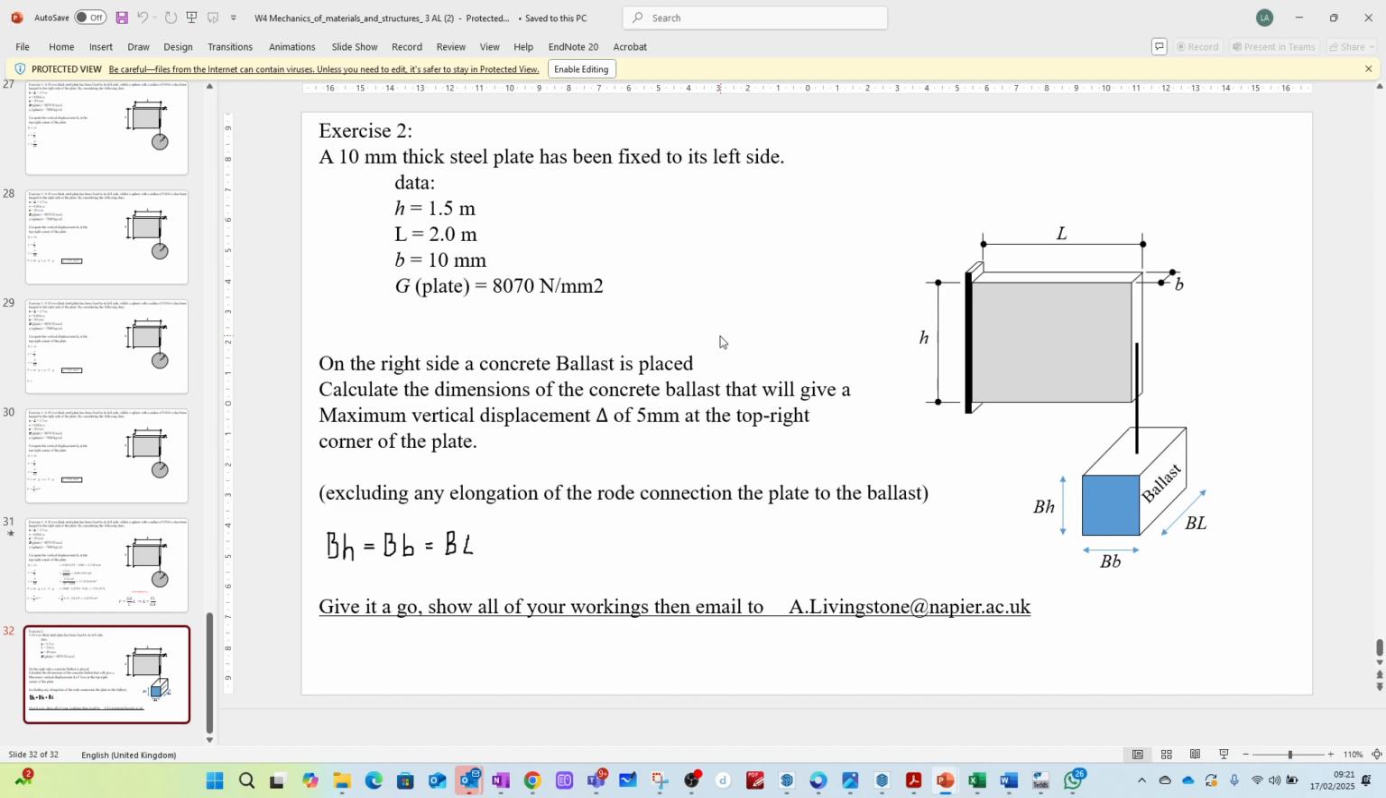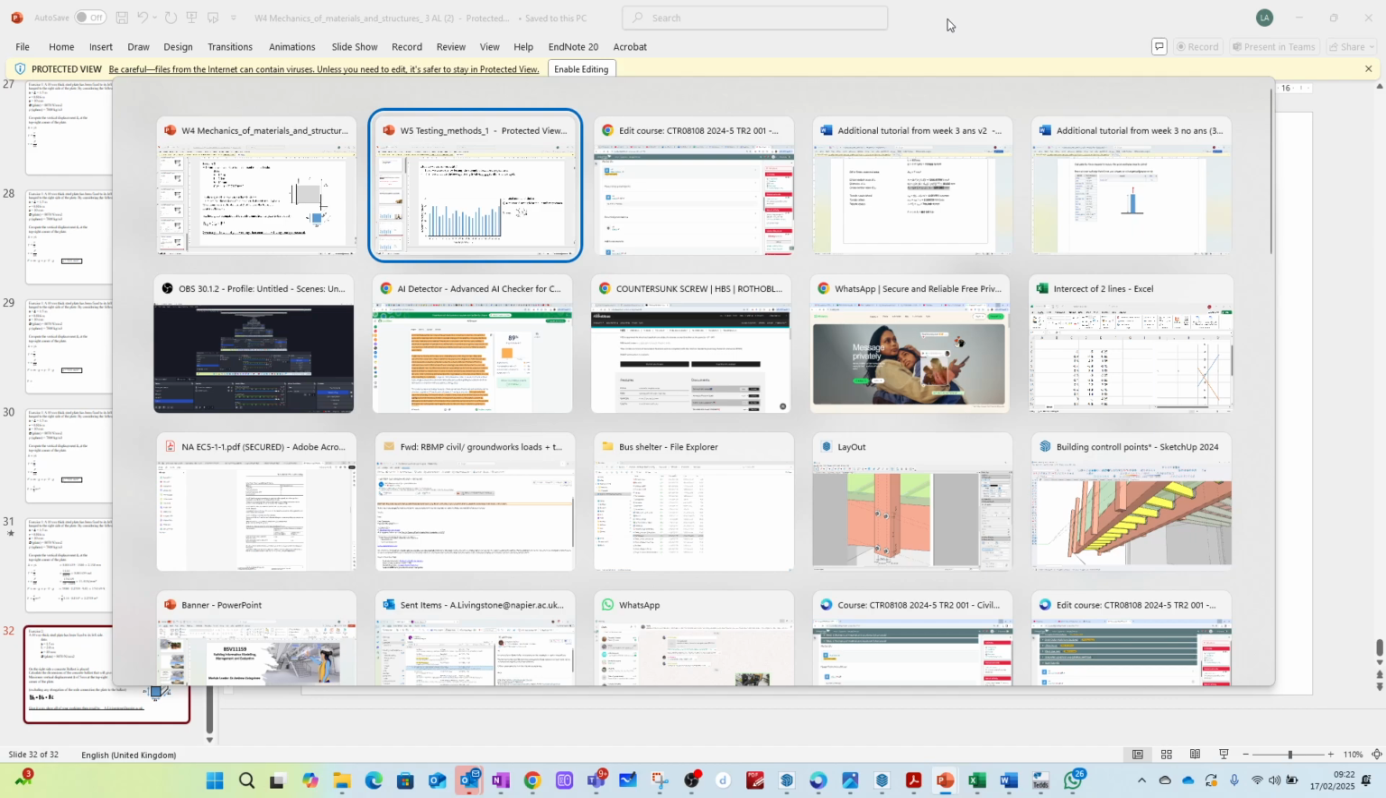So here, we're saying calculate the dimensions of a concrete ballast that will give it a maximum vertical displacement of 5 millimeters at the top right here. An awful lot of people got it perfect up until they got to the ballast volume, and then using the equation that I think they used, I never brought my notes with me. How about I just go and download my notes now, and I'll try and tell you what I think people did.